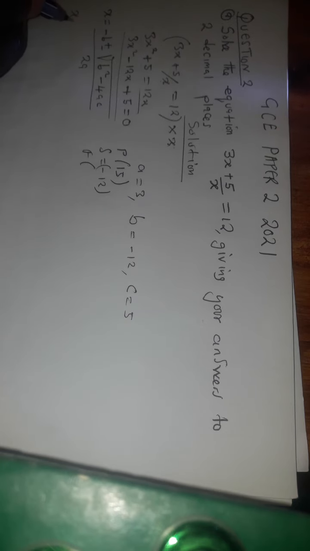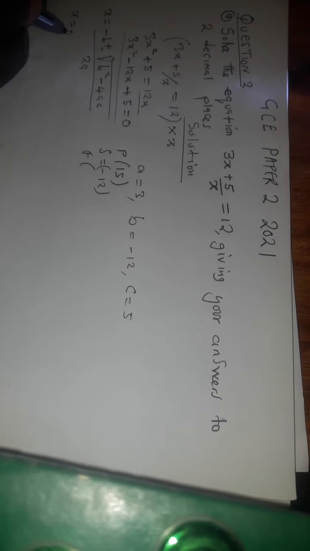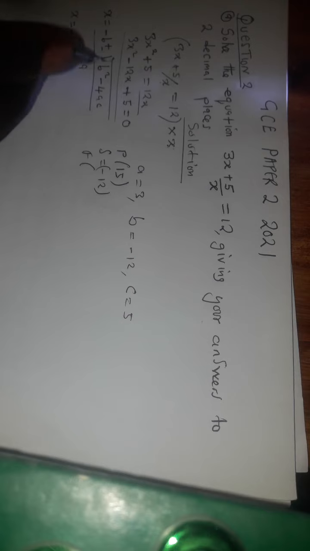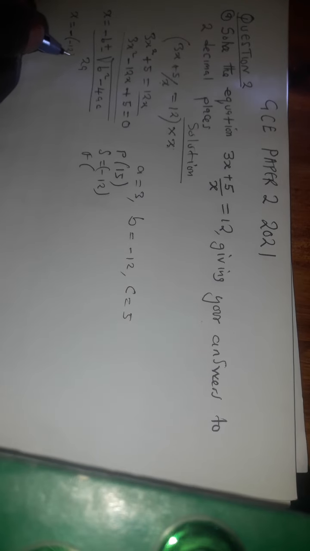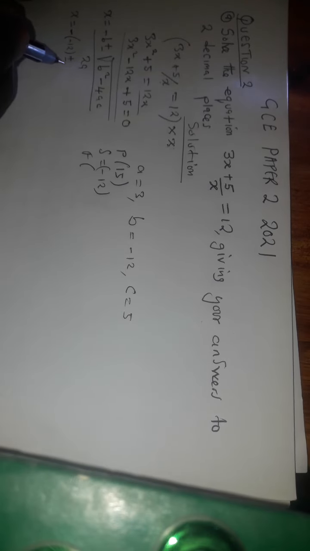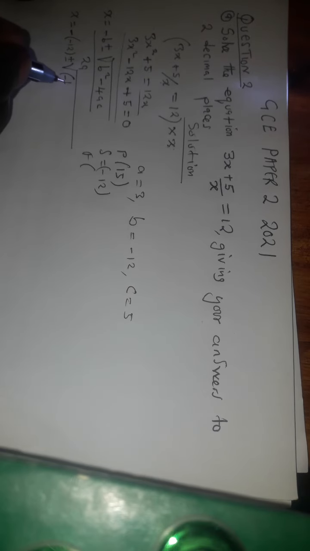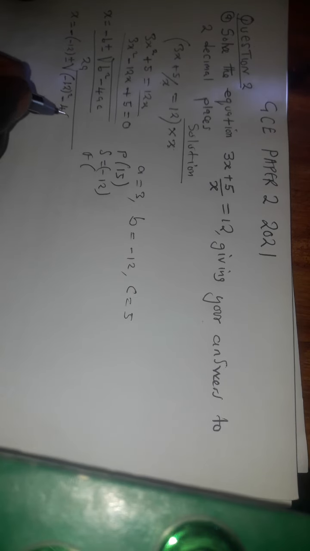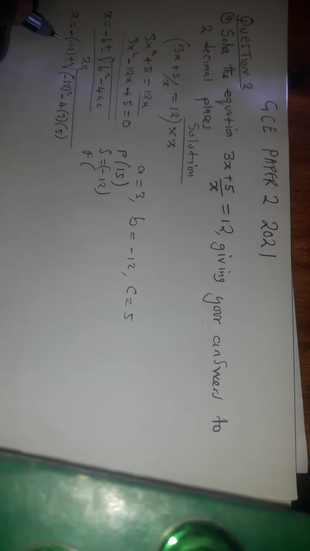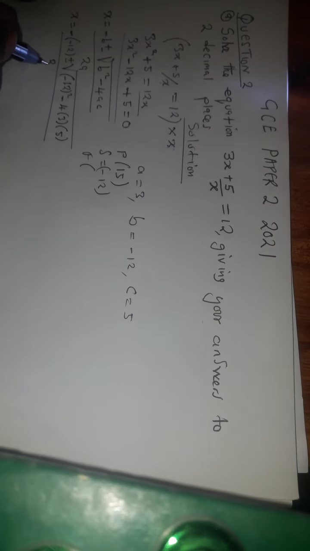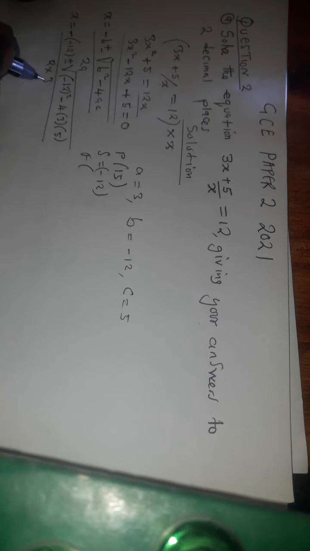We shall say x is now equal to, there's a negative already, so we should maintain it. Then where there is b, we put negative 12, positive or negative, and inside of the square root we have negative 12 squared minus 4, which is multiplying a, which is 3, also multiplying 5 for c, and everything should be divided by 2 multiplied by 3 for a.